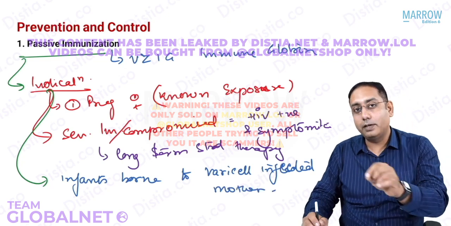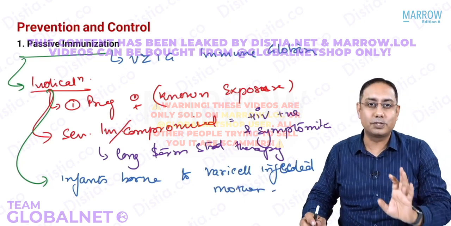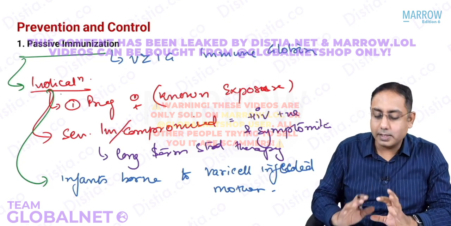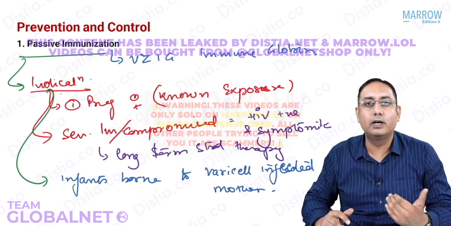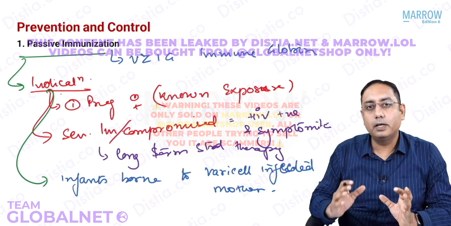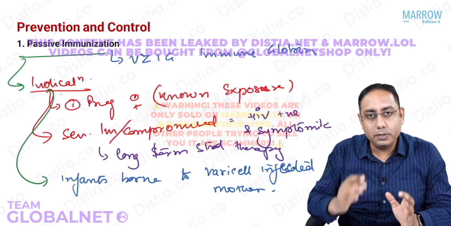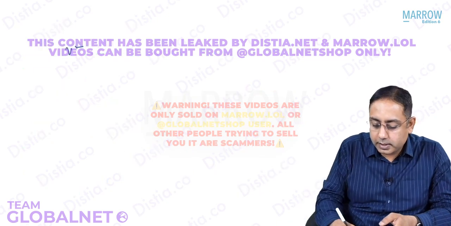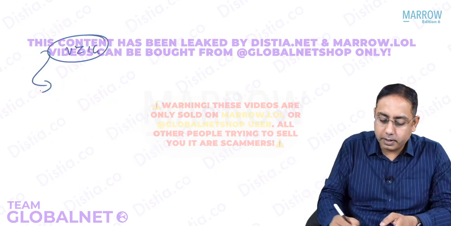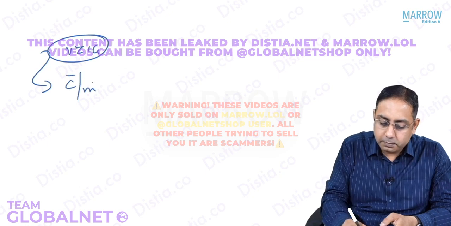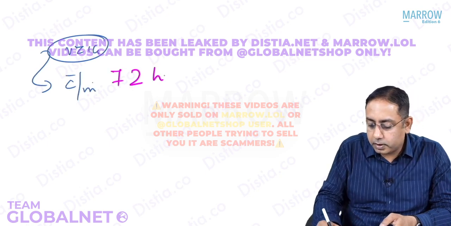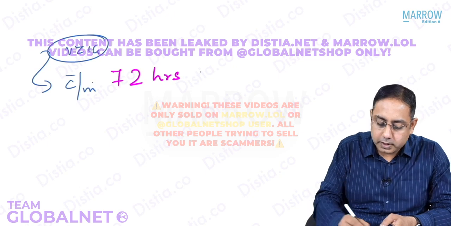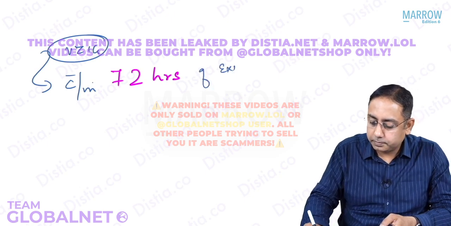Especially if the child is premature or has low birth weight, in those high risk cases where you cannot give active immunity and you want to stop the infection immediately, you give varicella zoster immunoglobulin. The varicella zoster immunoglobulin, just remember, should be given within 72 hours of exposure. Within 72 hours of exposure.